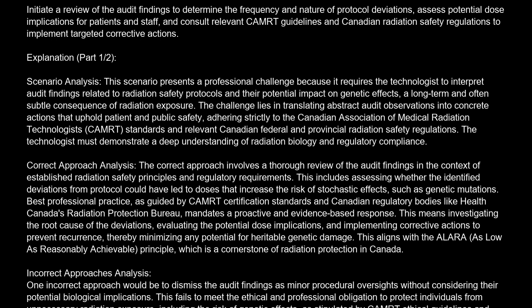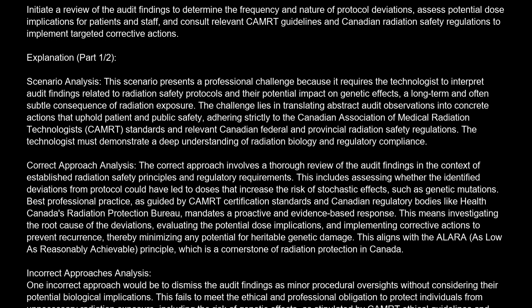This scenario presents a professional challenge because it requires the technologist to interpret audit findings related to radiation safety protocols and their potential impact on genetic effects, a long-term and often subtle consequence of radiation exposure. The challenge lies in translating abstract audit observations into concrete actions that uphold patient and public safety. Adhering strictly to the Canadian Association of Medical Radiation Technologists, CAMRT, standards, and relevant Canadian federal and provincial radiation safety regulations. The technologist must demonstrate a deep understanding of radiation biology and regulatory compliance.